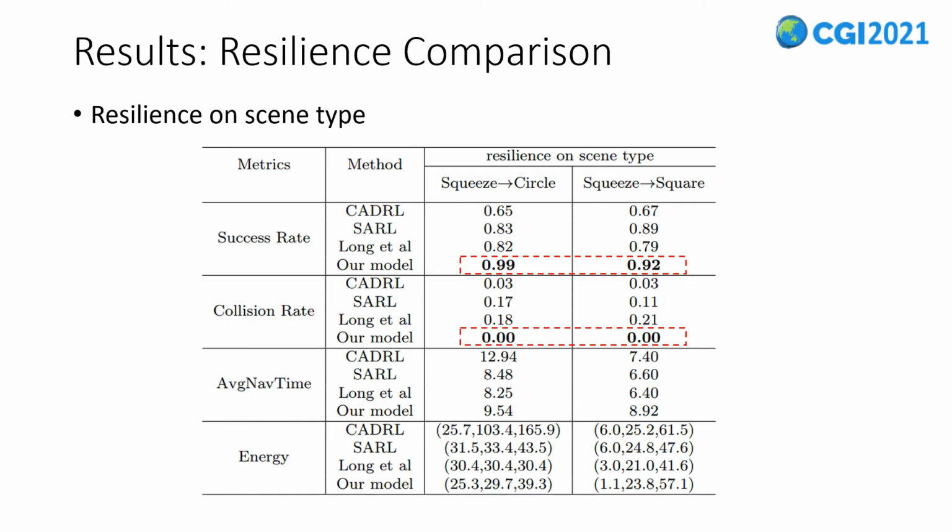In the experiment to test the resilience on scene type, we train the model on the square scenes and then test the model on the circle scene and the square scene. The scene sizes for training and testing are the same. When faced with unfamiliar scenes, CADRL and SARL retain a certain amount of navigation capabilities. For example, the success rates of CADRL on circle and square are 0.65 and 0.67 respectively, but our model has a success rate of 0.99 and 0.92 on circle and square respectively. Its performance is highly superior to other models.